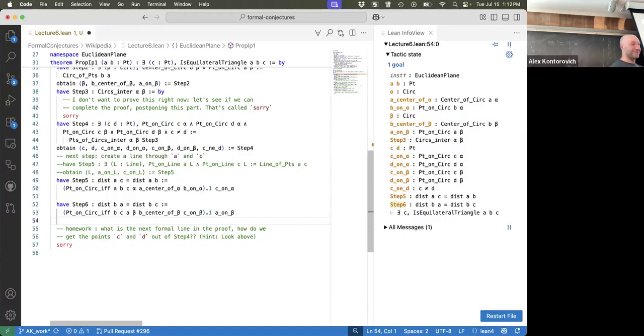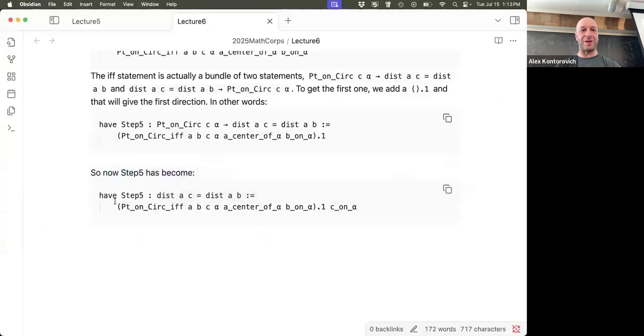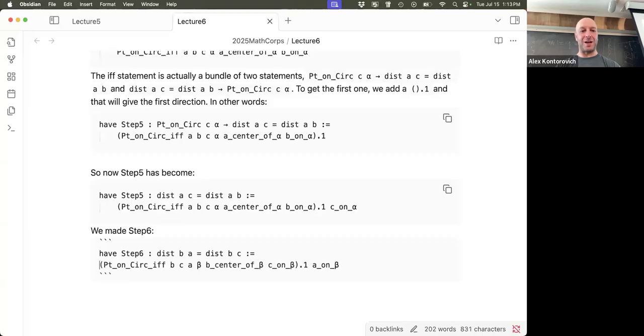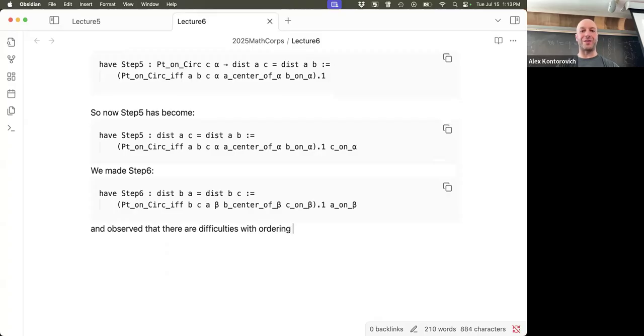Should we add another axiom? Okay, so what we noticed, let's record what we're doing. Where's our place to record things? We made step 6, and observed that there are difficulties with ordering the points in distance, which shouldn't matter. So we're missing an axiom.